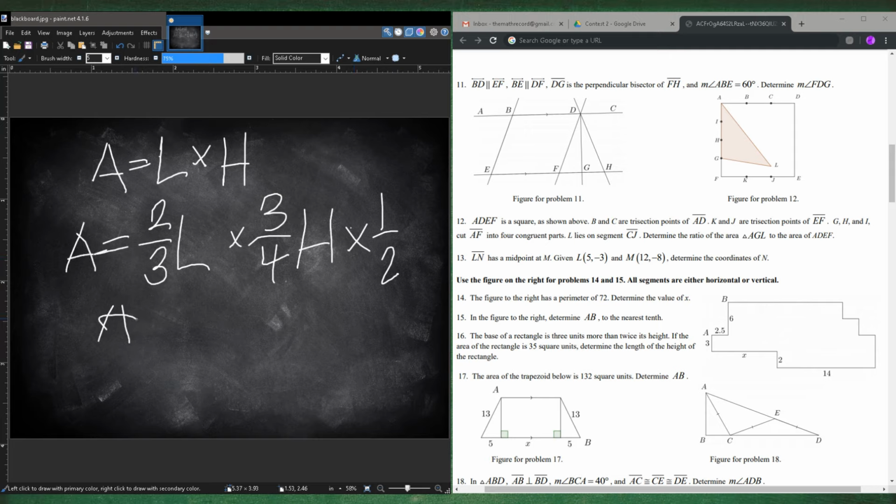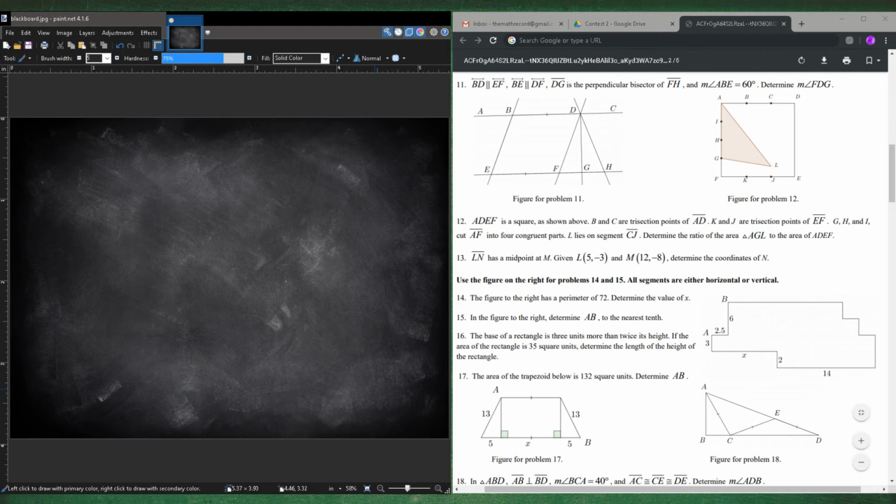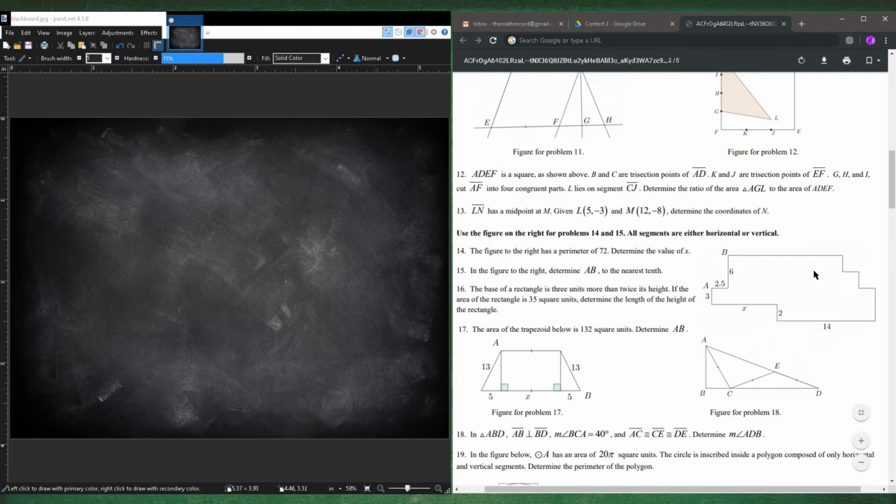So that is equal to, this 3 cancels with this 3, this 2 cancels with this 2, so this is 1/4 length and height. So the ratio of the area of the triangle, which is 1/4 LH, to the area of the square, which is L times H, just LH, is just 1/4. The ratio is just 1/4 for question 12. It's a pretty cool question, but not really difficult.